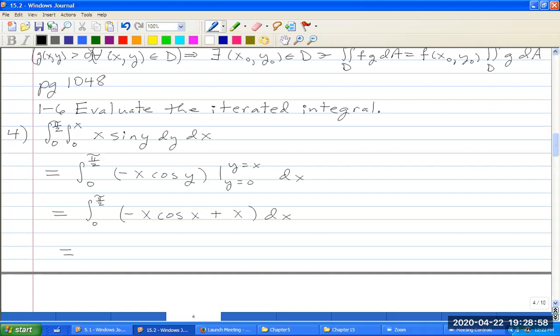And so let's integrate here by parts. Actually, let's do the whole thing by integration by parts. Okay, so why don't I do that? So let's integrate this by parts. The integral of u dv is equal to uv minus the integral of v du.